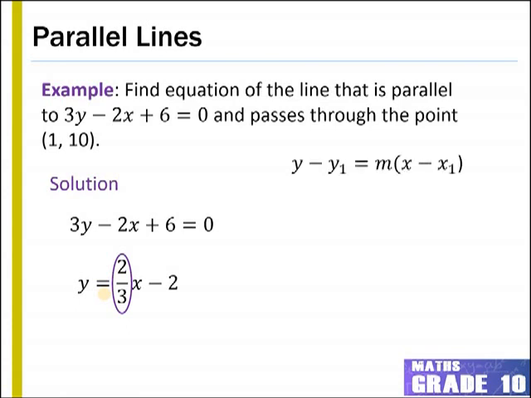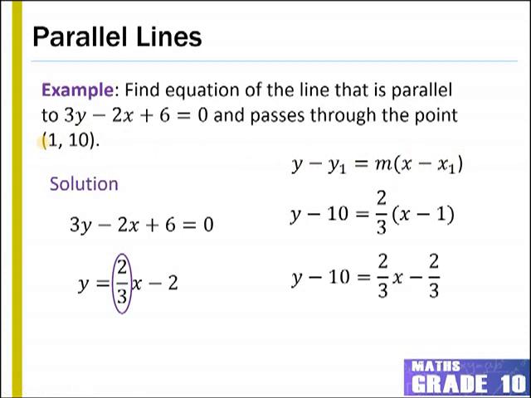So we want to find a line of the form y minus y1 equals m times (x minus x1), where m is also going to be 2/3, and (x1, y1) is going to be this point 1, 10. So y minus 10 equals 2/3 times (x minus 1). So y minus 10 equals 2/3 x minus 2/3. So y equals 2/3 x plus 28 over 3.